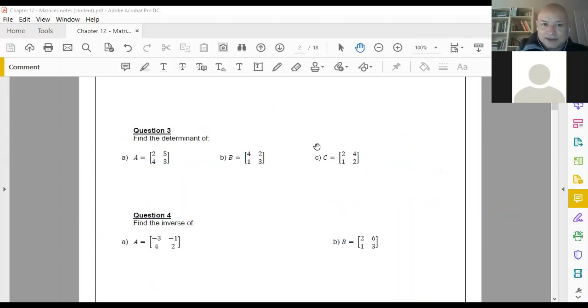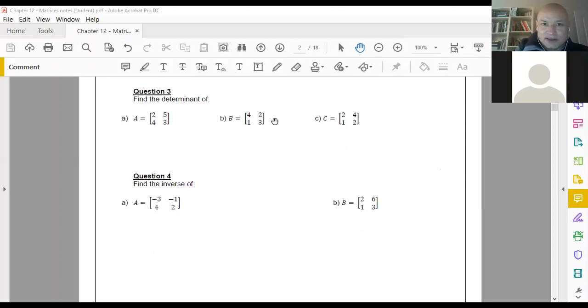All right, question 3. Find the determinant. So we're only doing the determinant, that's all we're doing. The determinant of A equals 2 times 3, 6, minus 4 times 5, 4 5s are 20. 6 minus 20, negative 14. There we go. We can work out the inverse because we've got a number, not 0.